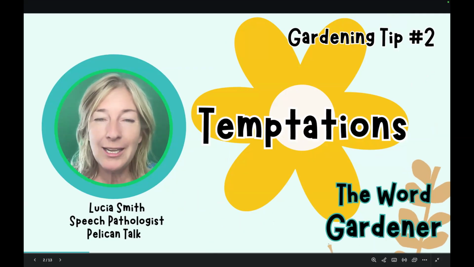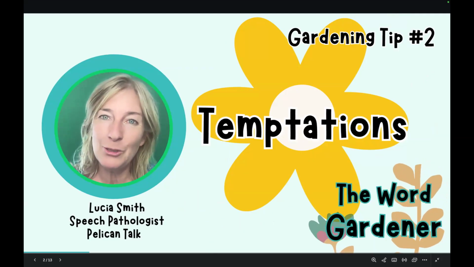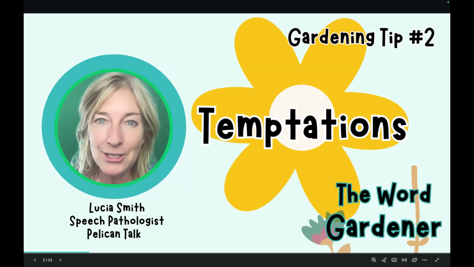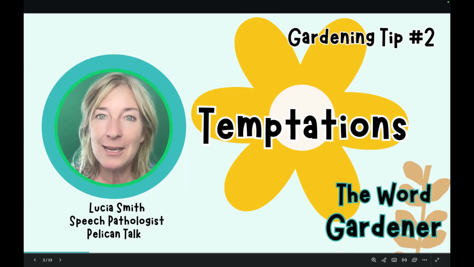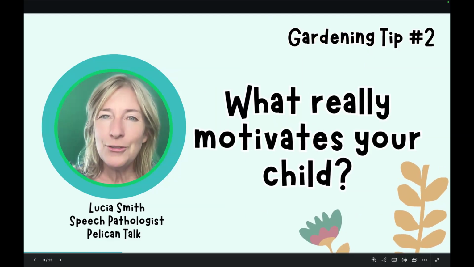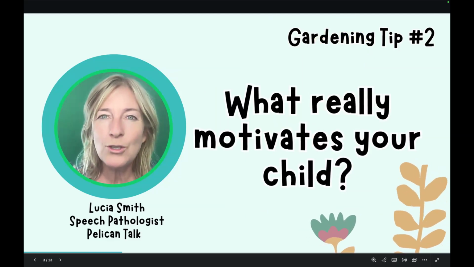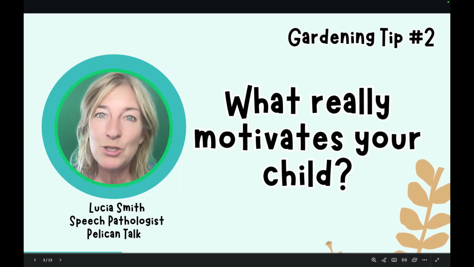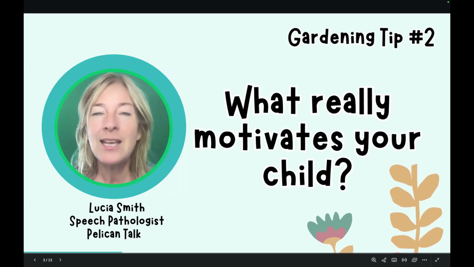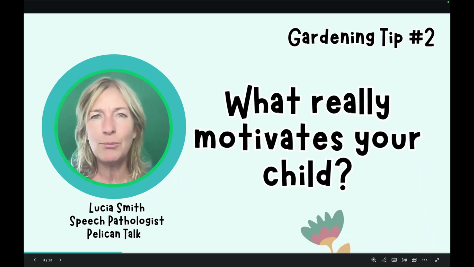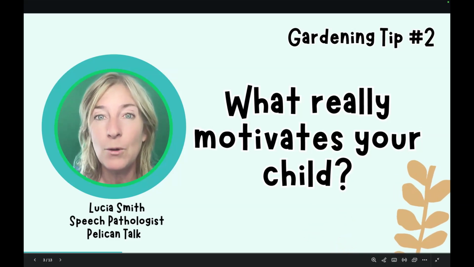We are up to word gardening tip number 2, and I'm Lucia Smith, speech pathologist. We're talking about temptations, communication temptations. That's what they're really called. Now, I want you to think first of all about what your child is really motivated by and use that to create some temptations. Now, in clip number 1, I did say follow your child's lead, try and preempt what they're saying and be their voice.